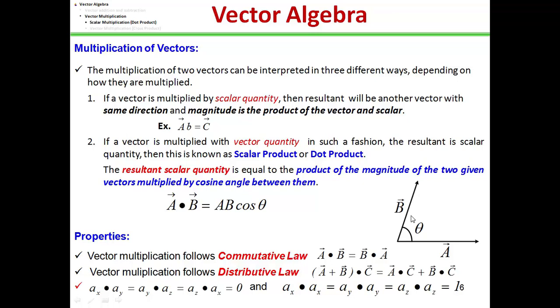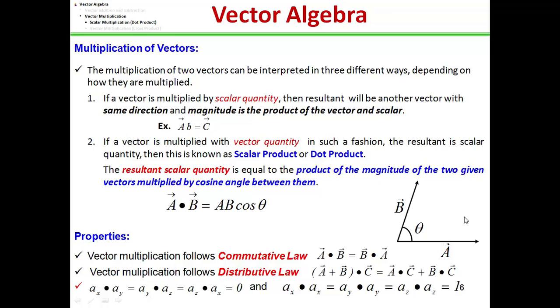Let's take some related properties with it. The first one is the commutative law, which means a dot b will be equal to b dot a. And the second one is the distributive law, which means (a plus b) dot product with c will be equal to a dot c plus b dot c.